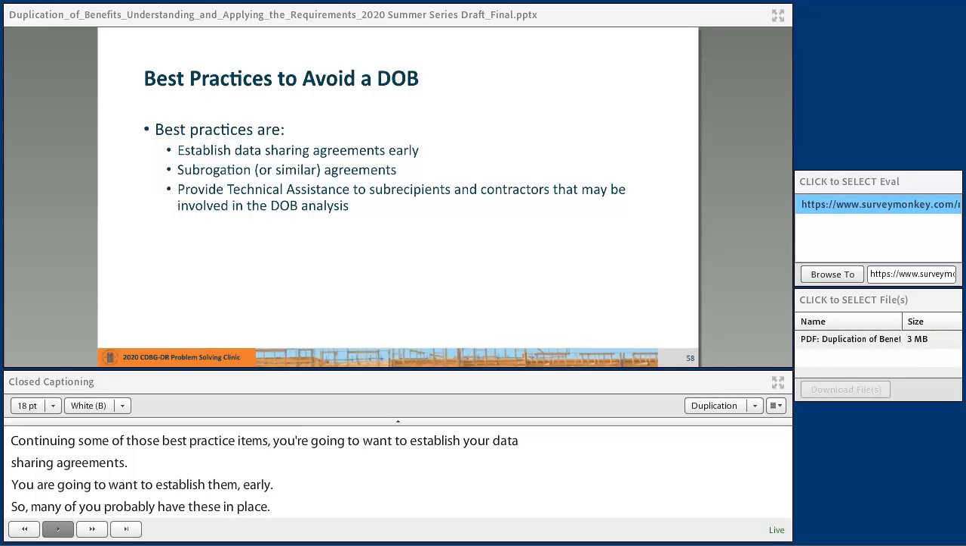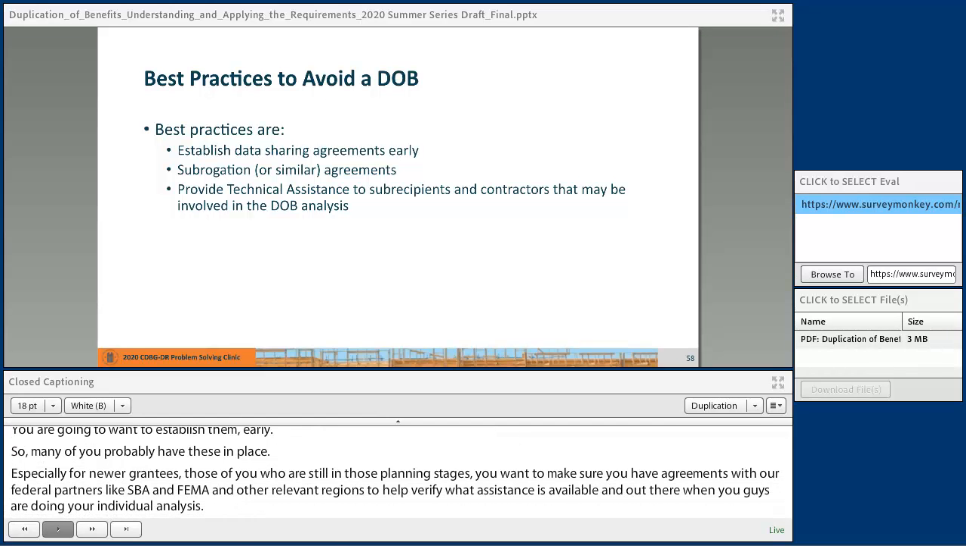And then we already mentioned subrogation agreements, but here you really want to make sure that your agreements are enforceable in case recapture occurs.